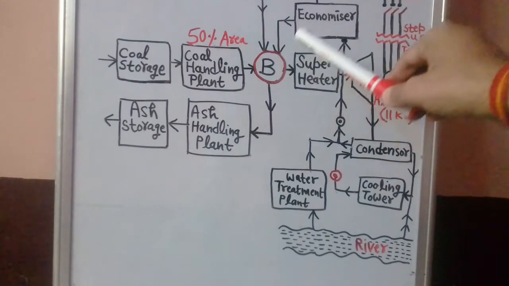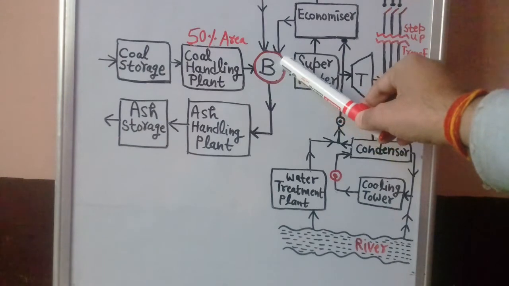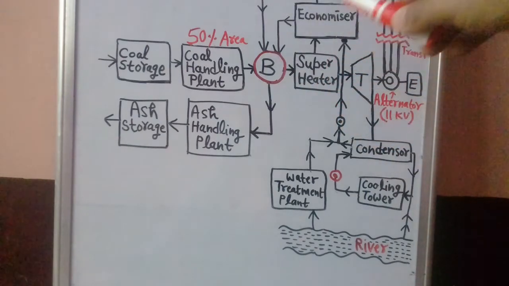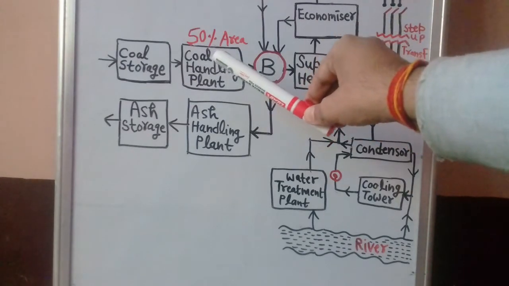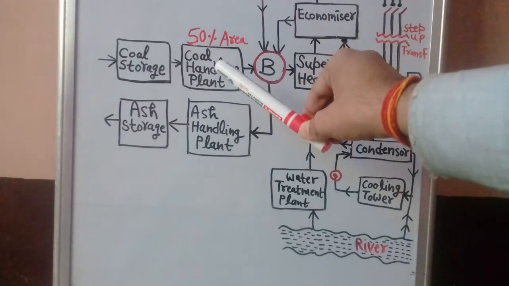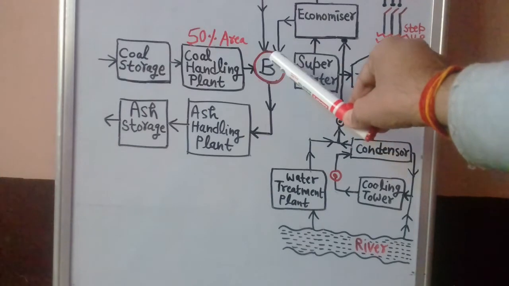Now the coal is burnt in the boiler, so the heat energy of coal combustion in the boiler is used to convert water into steam.